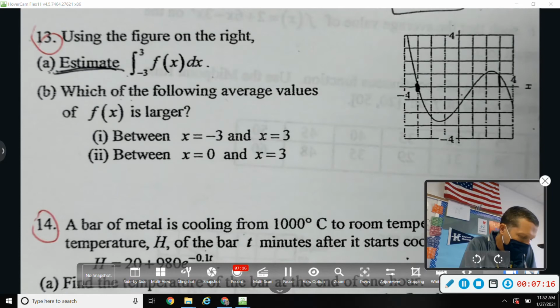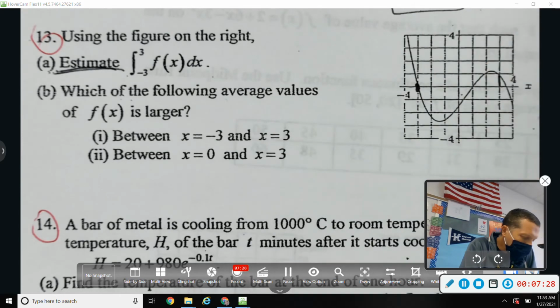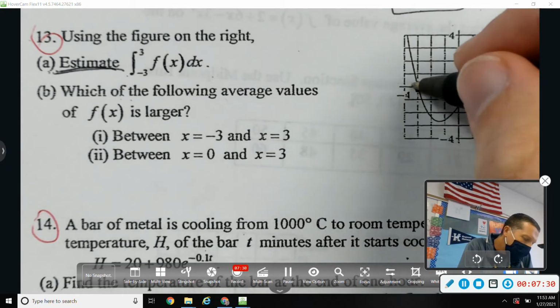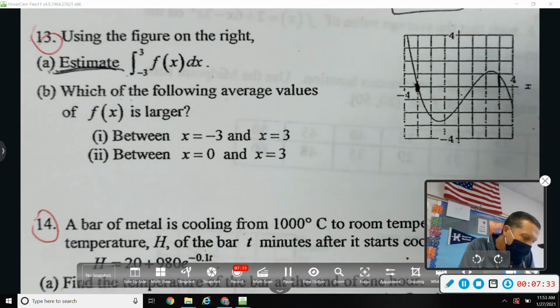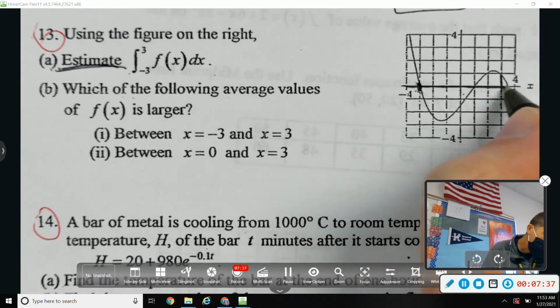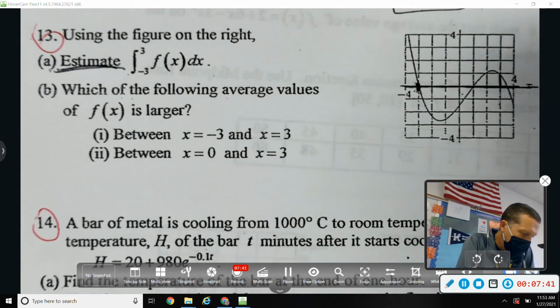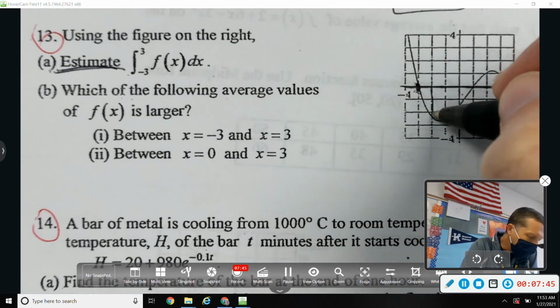Well, let's see. How do we want to do this? You can go column by column, because I'm trying to think of a reasonable way to get a decent answer without making it take forever. Tell you what, I'm going to go column by column here.